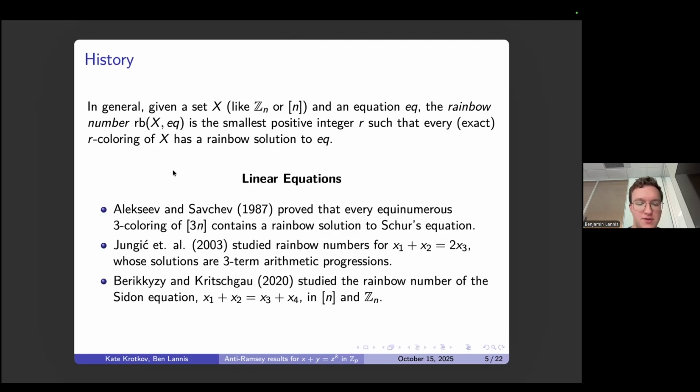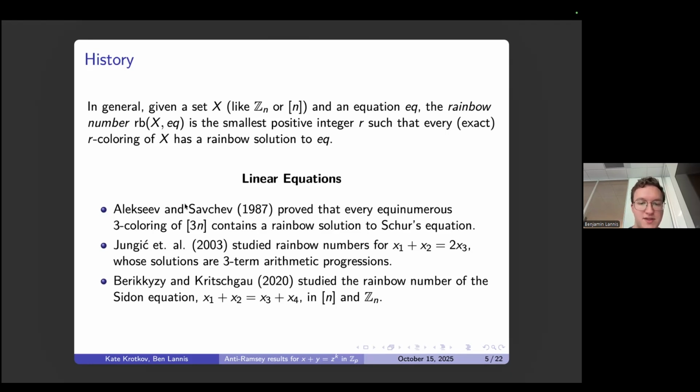To give a few examples of what's been going on in the literature, we've selected three from dozens and dozens of papers that people have written on the subject. It started all the way back in the 20th century, when in 1987, Alexei Vintsovchev proved that every equinumerous three-coloring of [3n] contains a rainbow solution to Schur's equation. By equinumerous here, we simply mean that the color classes all have the same size. So this is definitely one avenue of research that people have pursued.